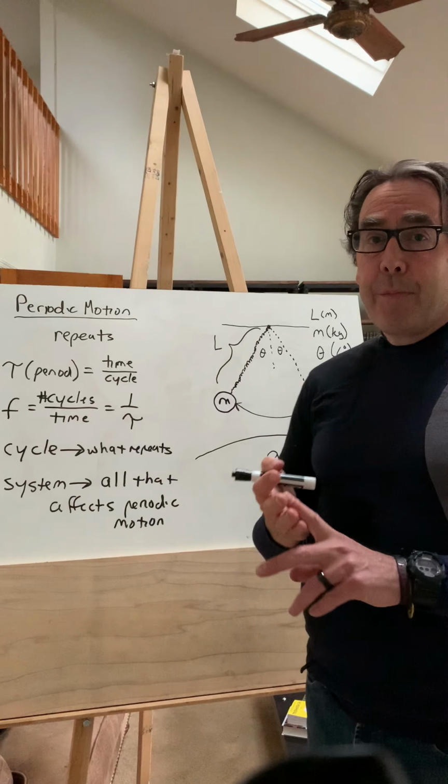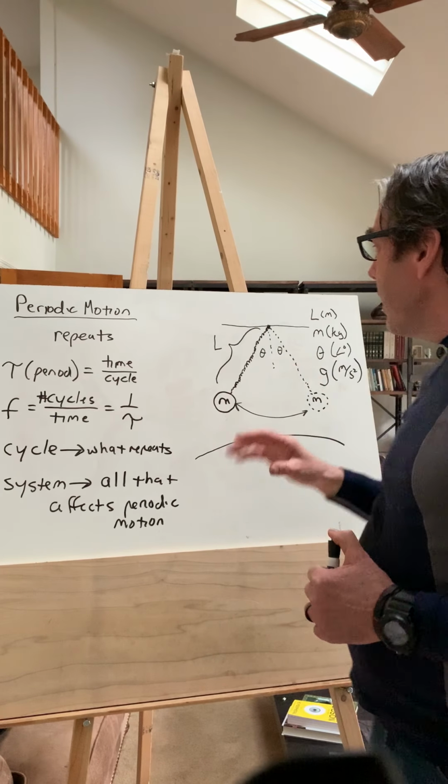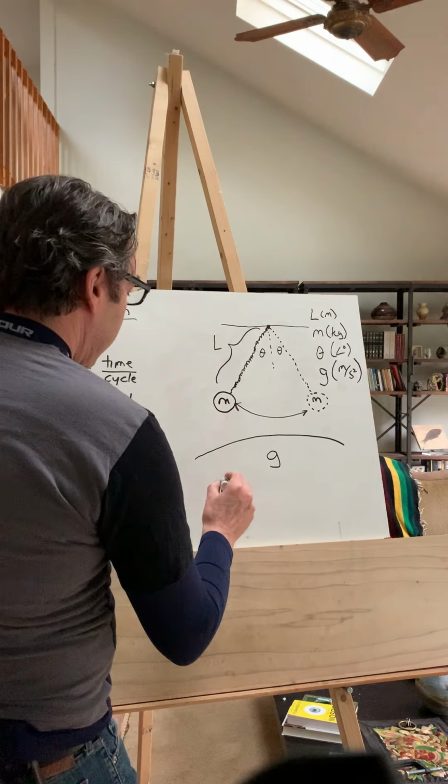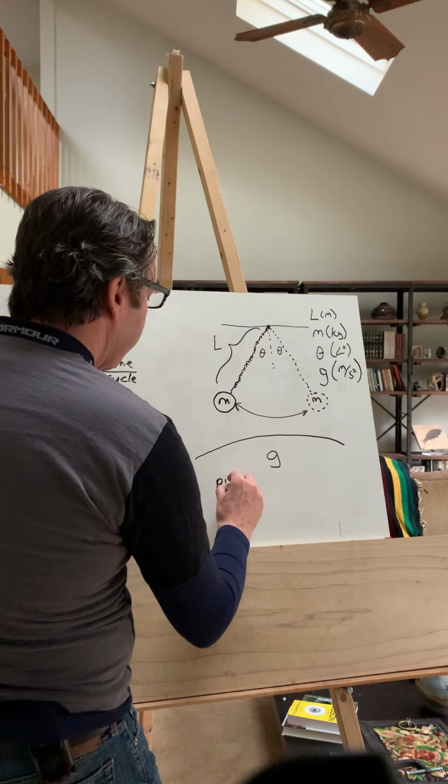Now, in designing an experiment, two things are going to go on. You're going to have to pick your materials for this, right? So you have to find a pivot point.